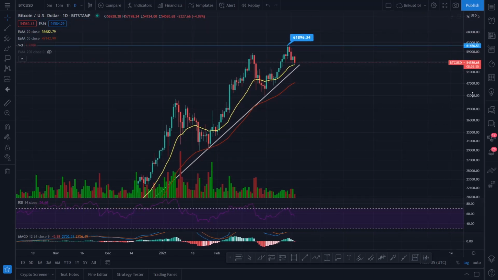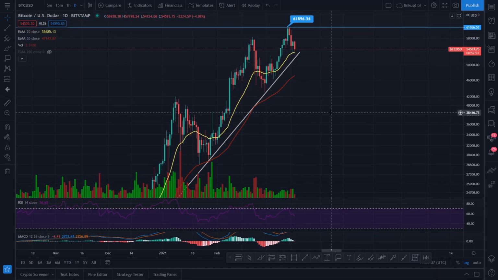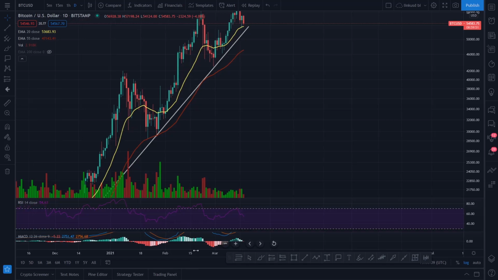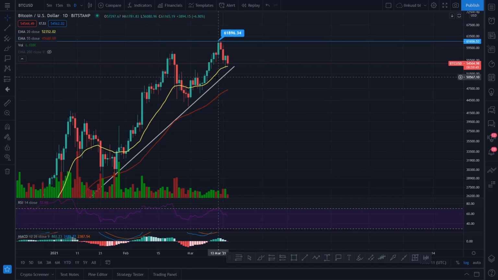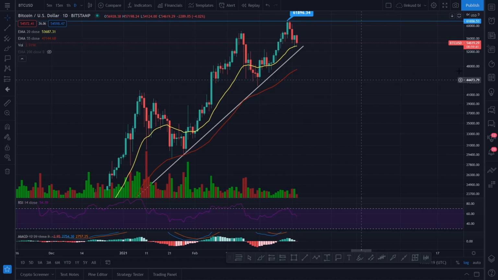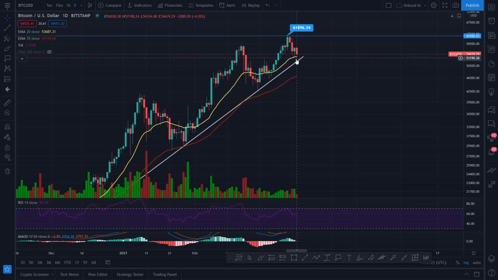But what I do want to pay attention to, if we do lose the daily 20 EMA, then I would expect this support line here, which has acted as support on the way up here twice, multiple times really, for Bitcoin on the daily. I would expect us to fall through and then potentially get a bounce from there.